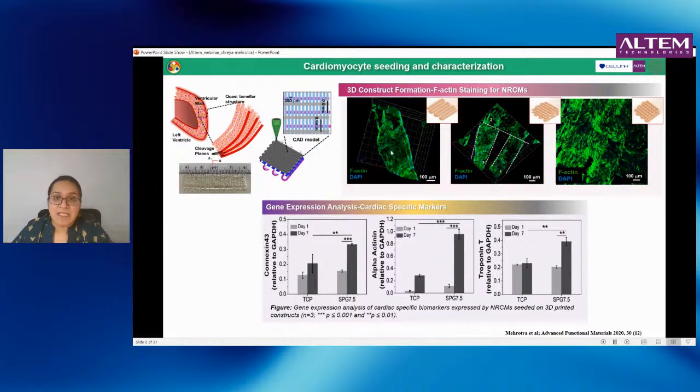We also characterized the functional properties of this 3D construct formed on seeding these cardiomyocytes, and we found that these constructs displayed cardiac-specific markers, which were important for the functioning of the cardiac tissue.